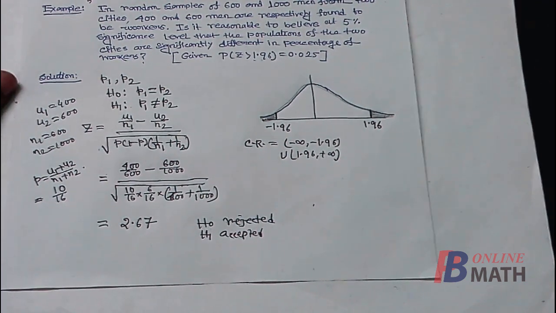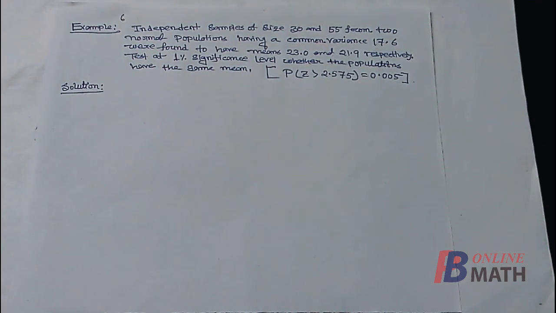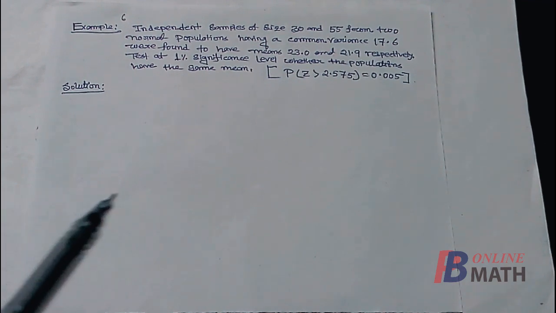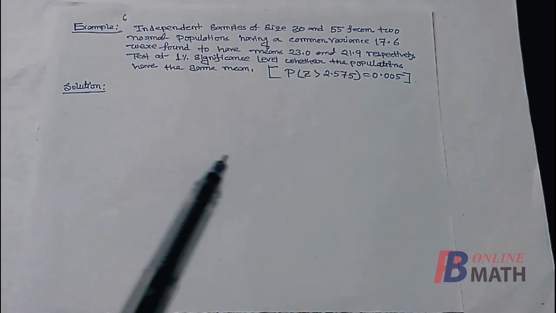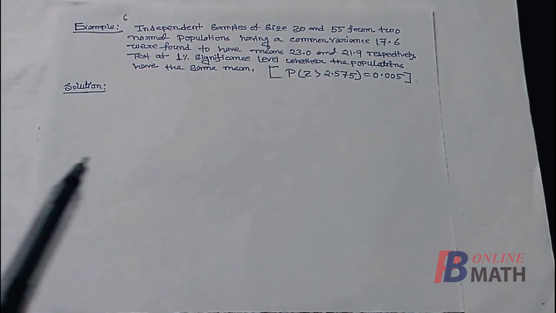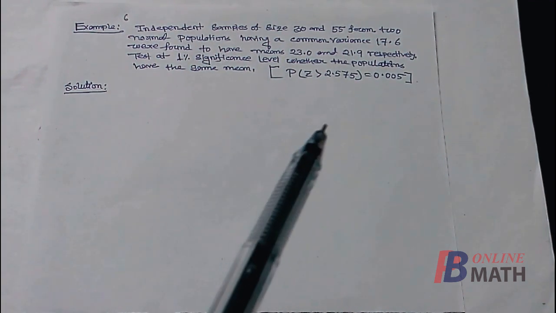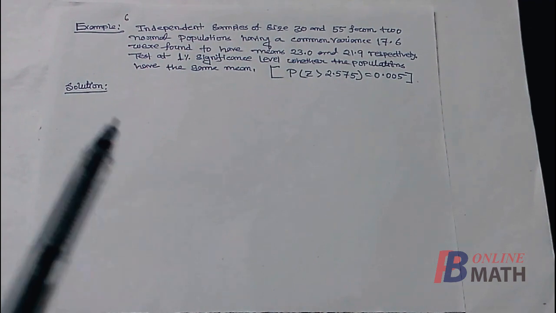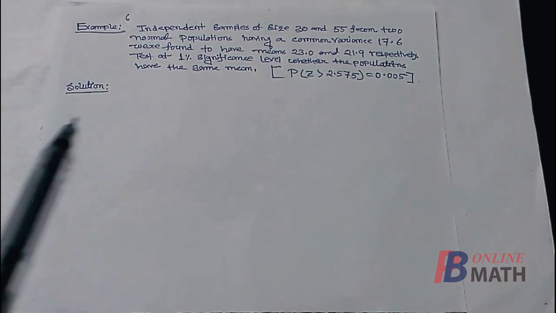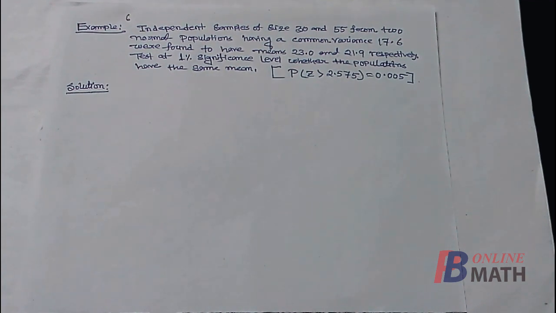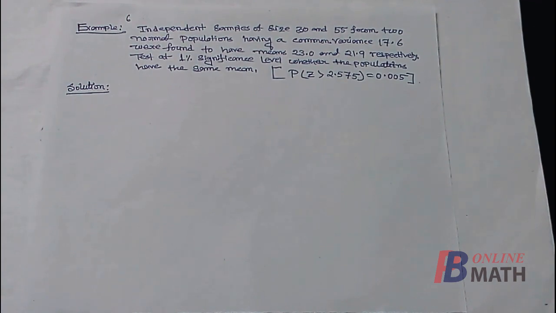We move into the next problem. We consider one more problem in this part, and the problem is: given that independent samples of size 30 and 55 from two normal populations having a common variance 17.6 were found to have means 23 and 21.9 respectively, test at 1% significance level whether the populations have the same mean. So this is a problem of comparison, and two normal populations have been given.